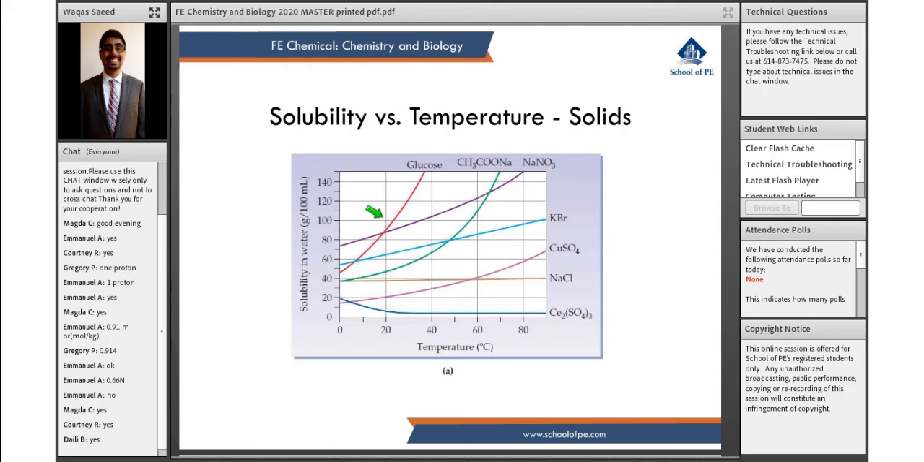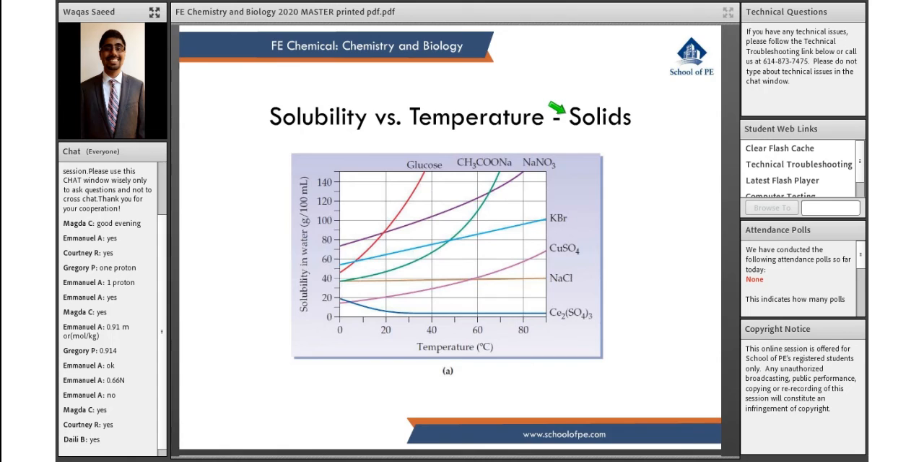For most solids. But then you have your exceptions, like salt and cesium sulfate, where the solubility is not affected by the temperature increase. But if they ask you on the test, generally, what is the relationship between solubility and temperature for solids, the answer would be they're proportional, meaning as you increase temperature, solubility S increases.